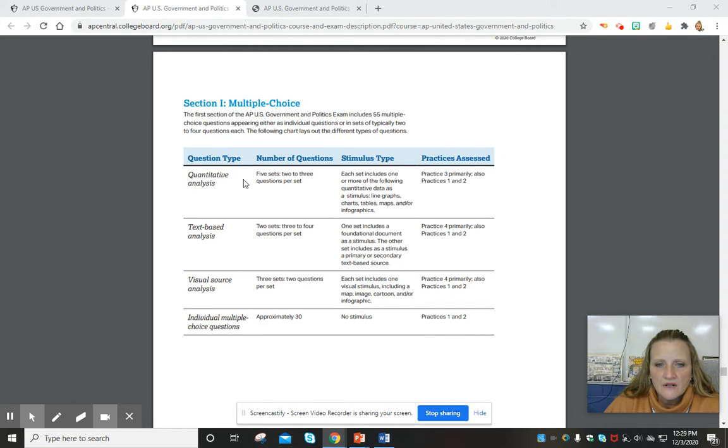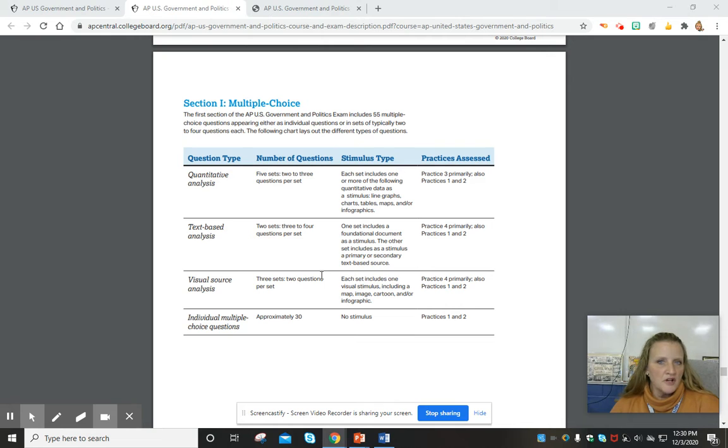Quantitative analysis has 5 sets of these, 2 to 3 questions per set. They have line graphs, charts, tables, maps, infographics. Those are the quantitative questions for the multiple choice section. Text-based analysis has 2 to 4 questions per set. There are 2 sets of those.